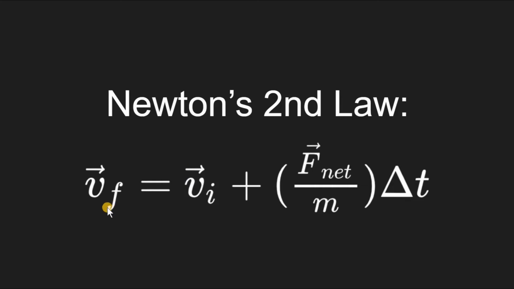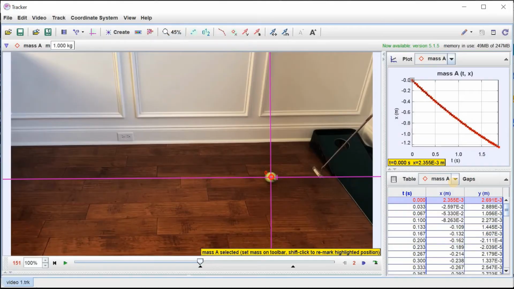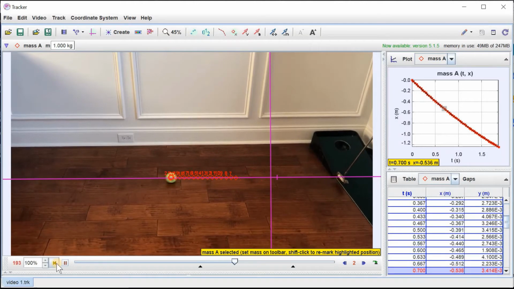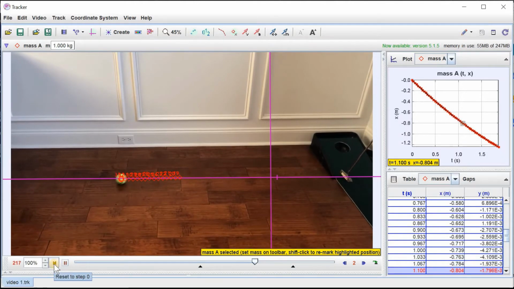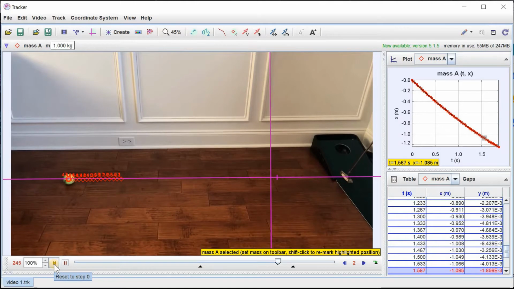This is because if final and initial velocities are the same, the mass and the change in time are non-zero, therefore net force must equal zero. I filmed a video of a tennis ball moving at a constant velocity. Using the Tracker program, I collected the observed data from the video.